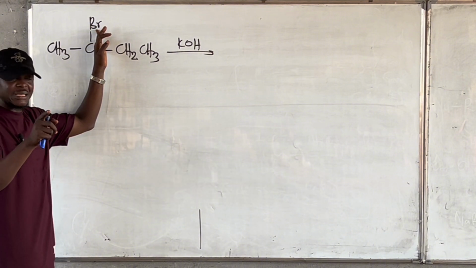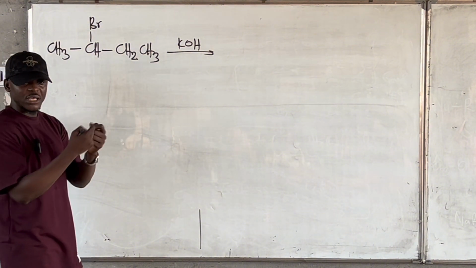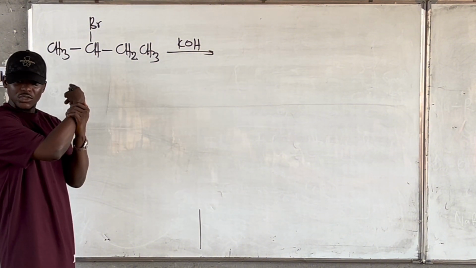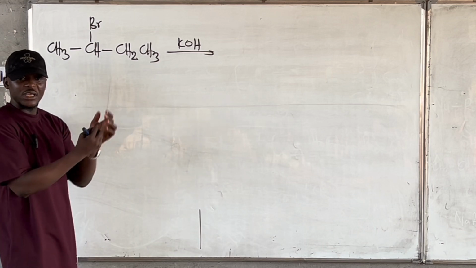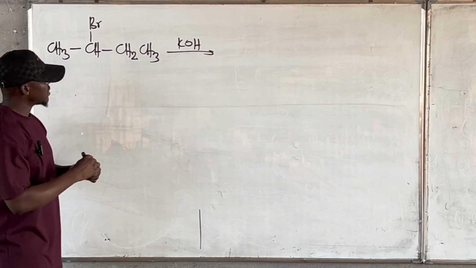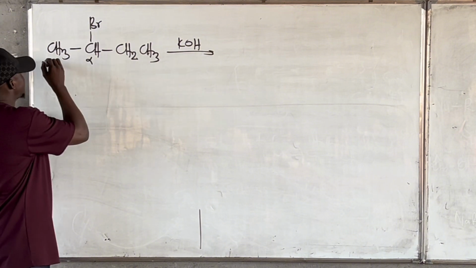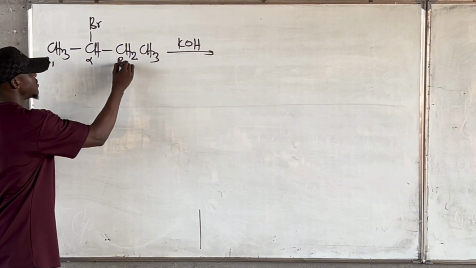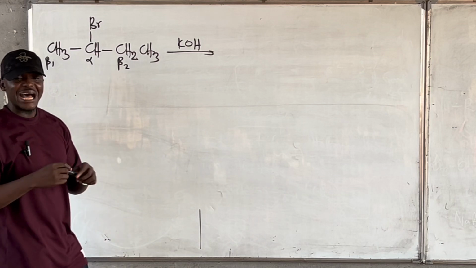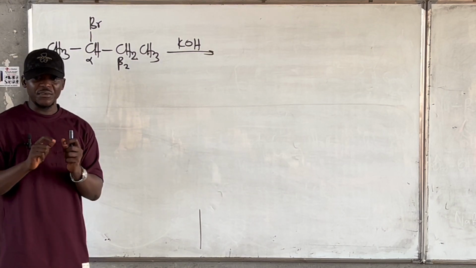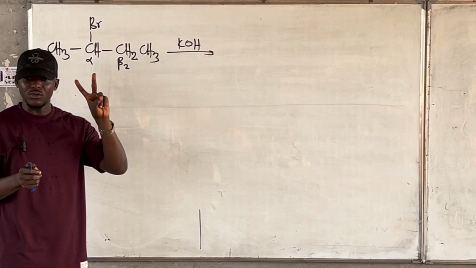But that does not mean that they cannot still ask you to give the Hofmann of this. You understand? They can still ask you to give the what? Hofmann. So now looking at this, this is the alpha carbon, the carbon bearing the halogen. This has beta carbon, beta 1 and what? The two beta carbons are not the same. So for the fact they are not the same, we have two different beta carbons here.